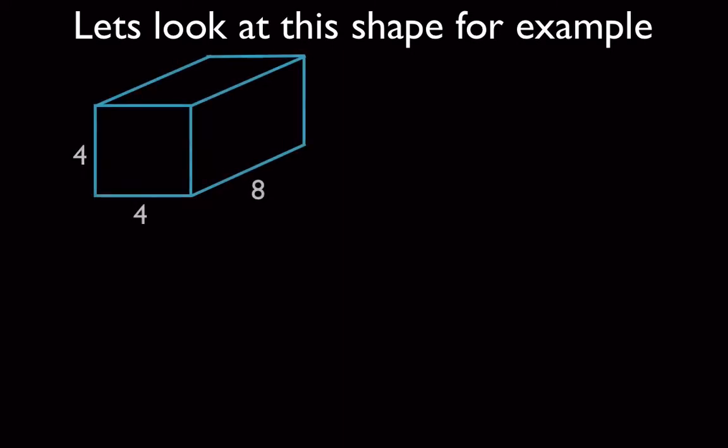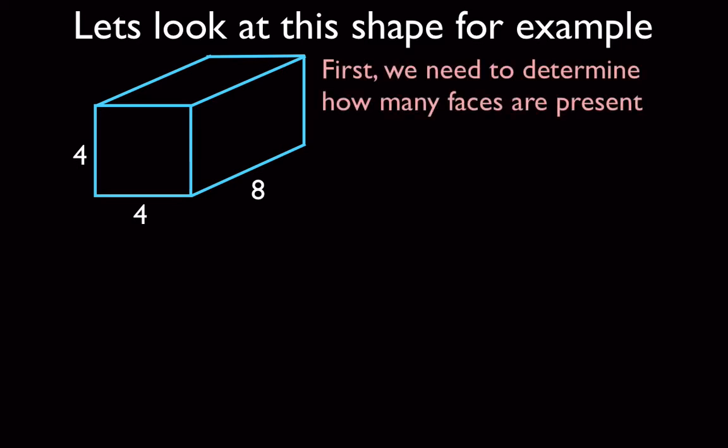So let's go ahead and take a look at this shape as an example. What we're going to be doing is we're trying to figure out how much it would take to cover each of the sides with, imagine paper, like we're wrapping this box for a present, birthday or something. So we're trying to take each of the sides and completely cover it in paper.